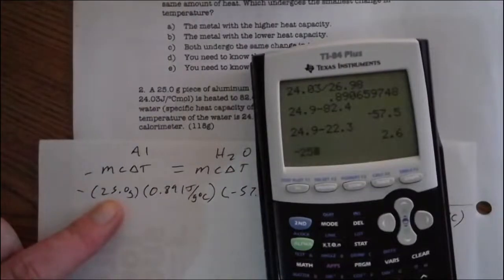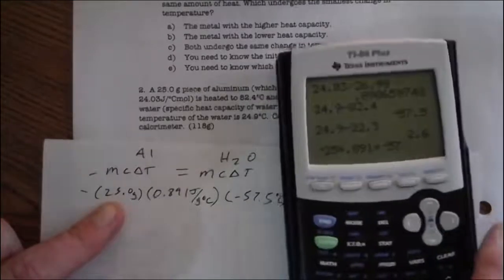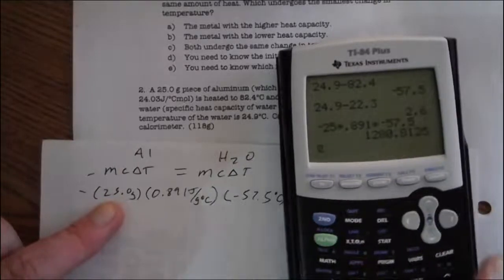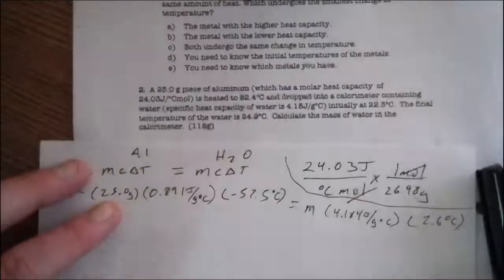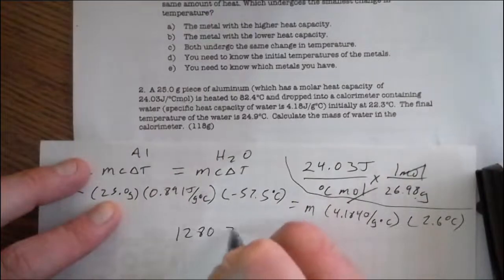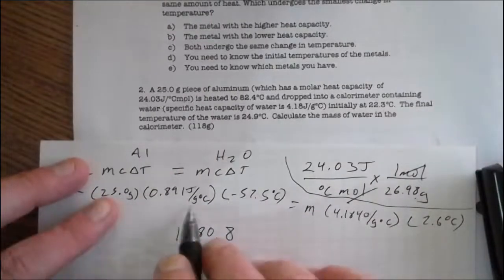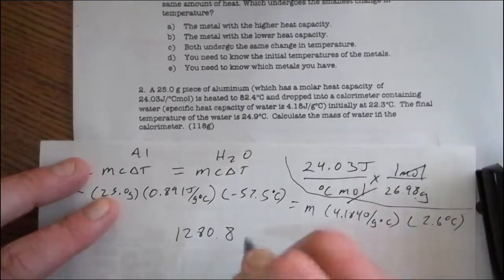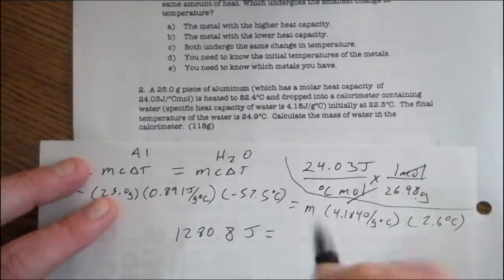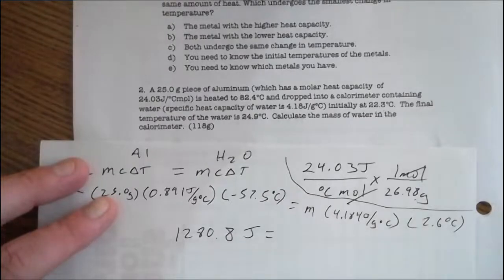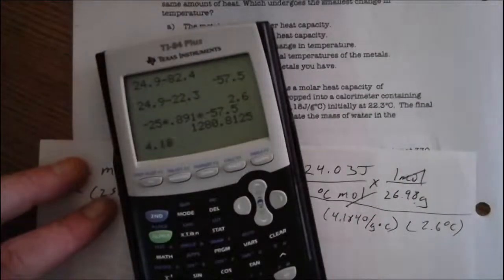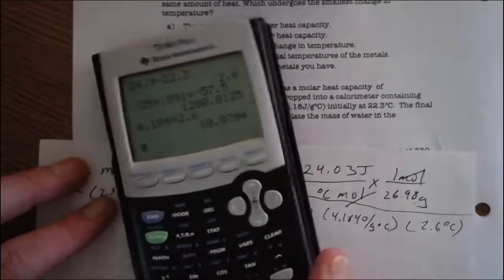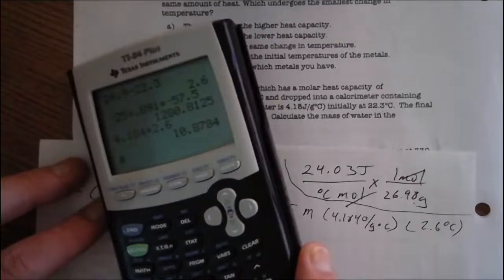Negative 25 times 0.891 times negative 57.5, and that's going to be 1280.8. Grams will cancel out. Degrees Celsius will cancel out. It will equal joules. And then if we take a look here, we're going to take 4.184 times 2.6. That's going to be 10.88.